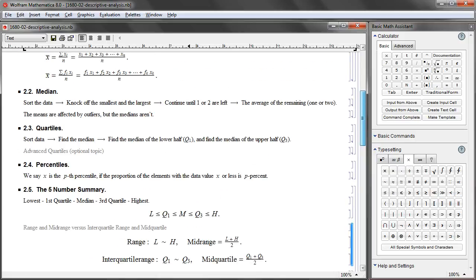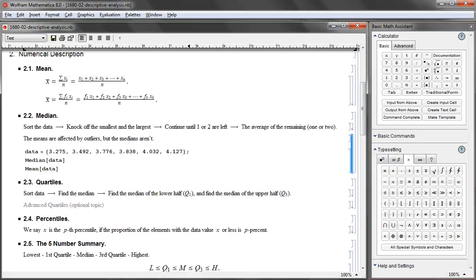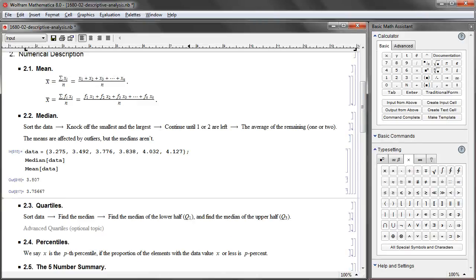Let me show you something. Let's go over to some easy example right here that we discussed early on. Median is not affected by outliers, but mean is. For example, let's change this last entry into 400.127. Median stays the same, but mean is affected by that because you have to consider every single number there.